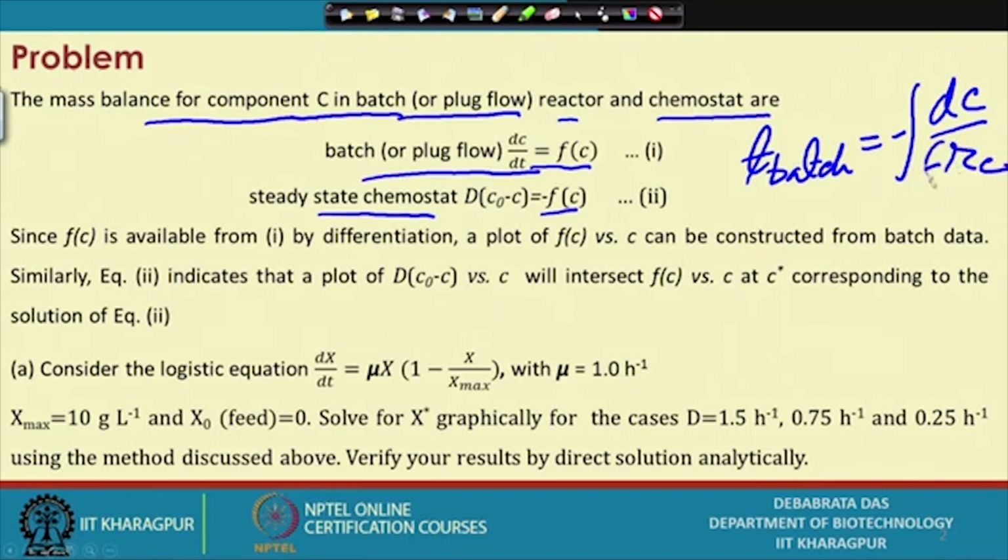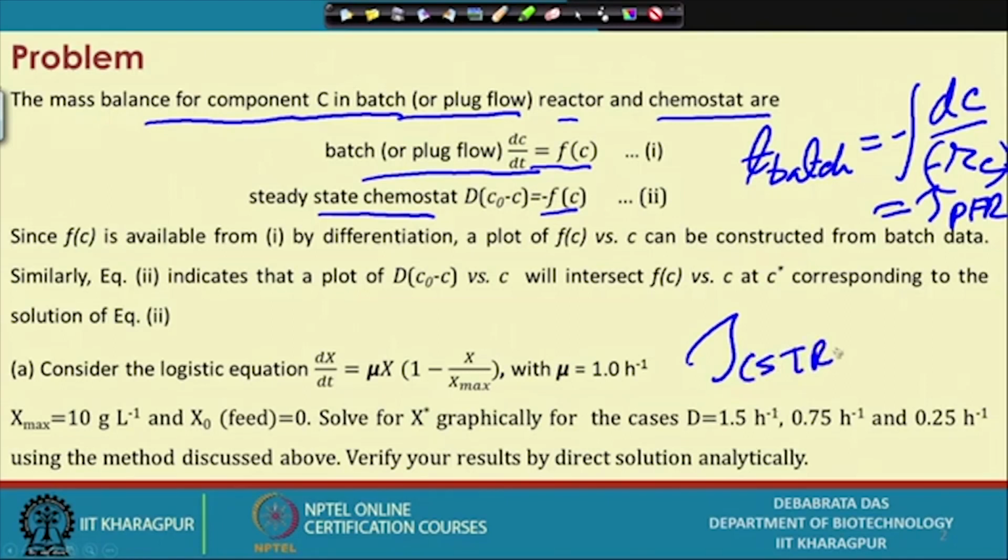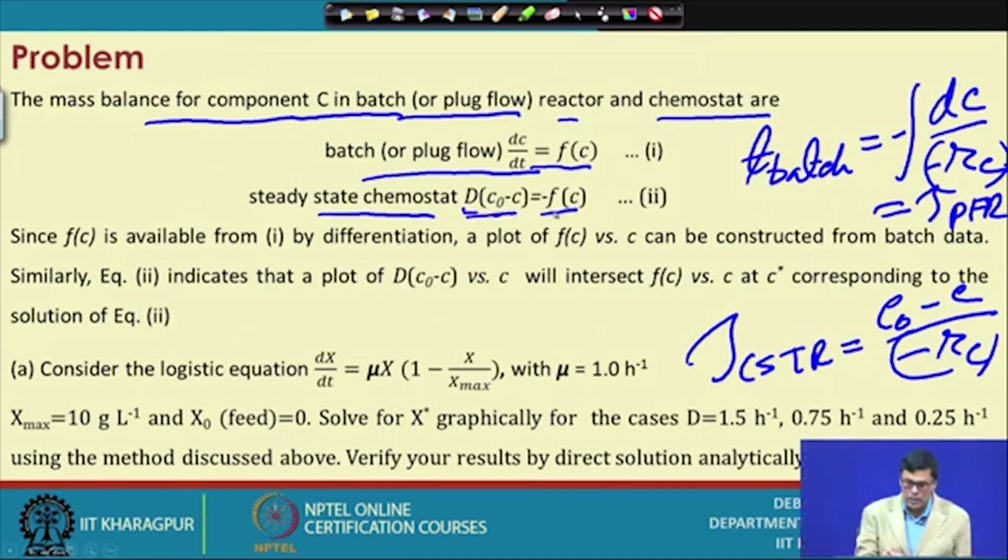Am I right? This is the same as tau for a plug flow reactor, which we have seen. But in the case of tau for a CSTR, we have observed this equals C0 minus C by minus rC, the rate of degradation of C. Exactly, so they try to find that this is D into C0 minus C, a function of C.